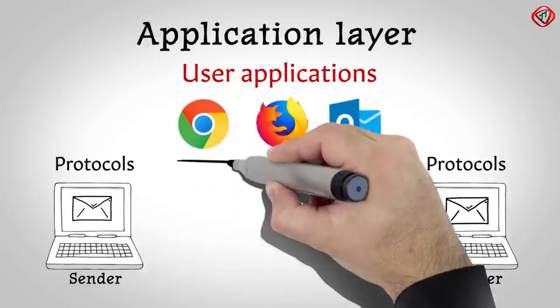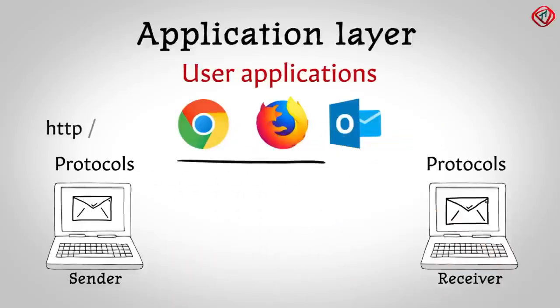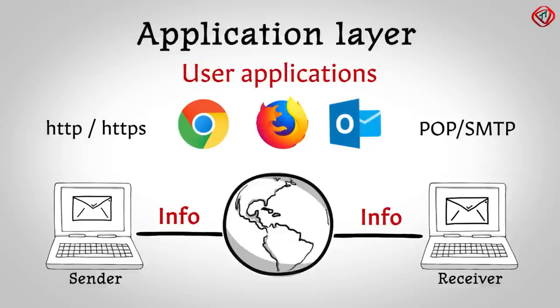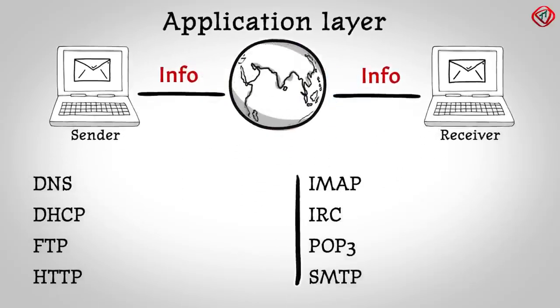For example, web browsers use HTTP or HTTPS to do web surfing. Email programs such as Microsoft Outlook use Post Office Protocol or Simple Mail Transfer Protocol for transferring emails. So, the application layer provides means to access information on the internet. This is the list of protocols provided by the application layer.